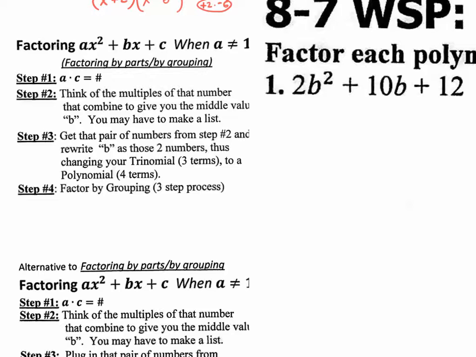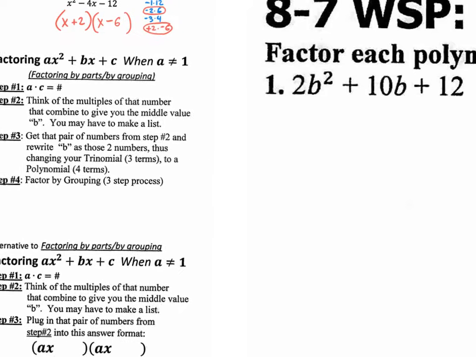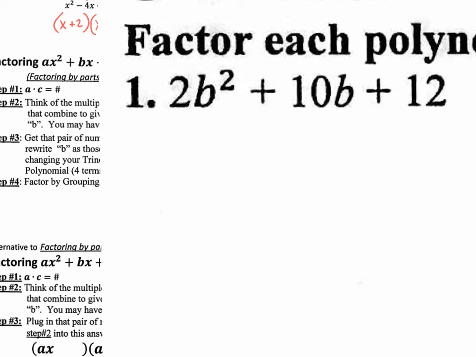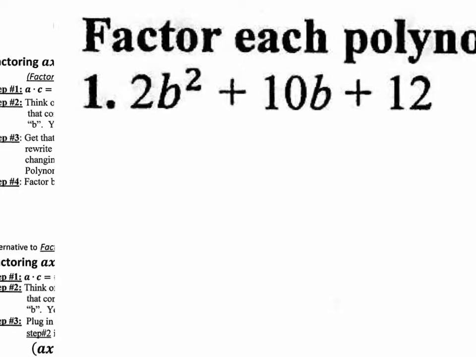Now remember, the very first method of factoring that we learned was factoring out the GCF. So you should always start by trying to factor out a GCF. Okay? So let me take this guy and factor out a GCF. What is a GCF? What could I pull out? 2. There you go. And if I pull out a 2, what's left on the inside? b squared plus 5b plus 6.